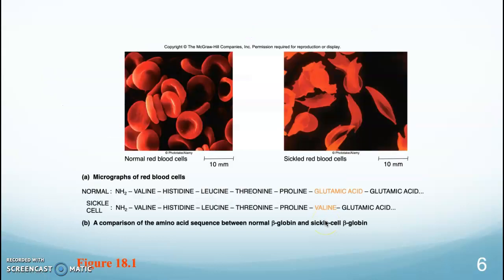This is just a quick picture showing you a normal red blood cell, and that we have this one change in an amino acid from a glutamic acid to a valine, and it actually changes the entire morphology of that red blood cell.